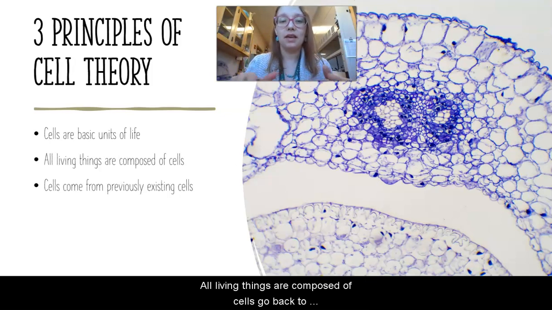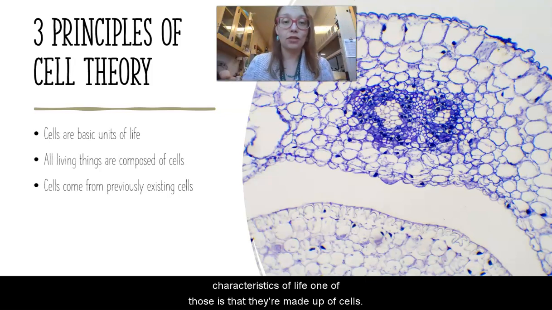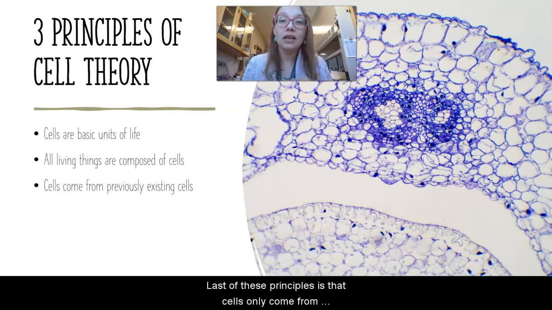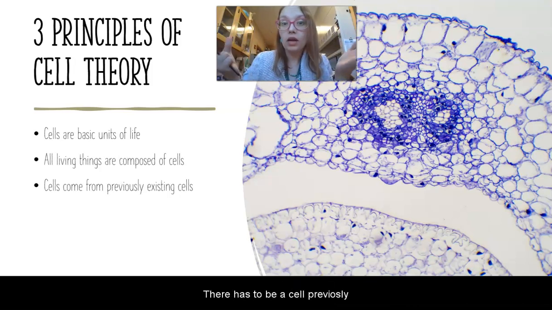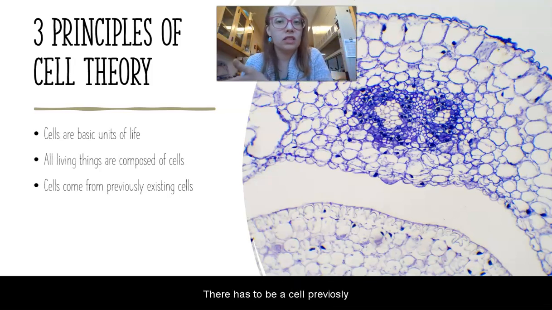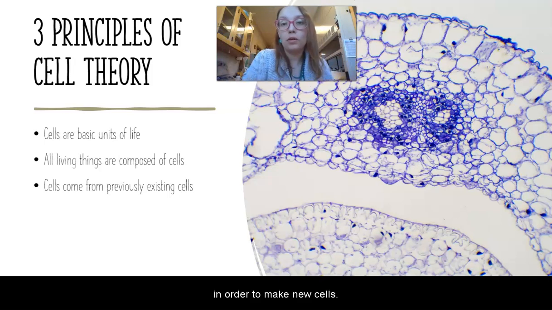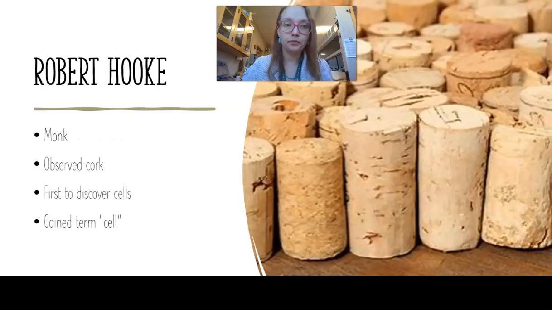All living things are composed of cells. Go back to characteristics of life, right? One of those characteristics is that they're made up of cells. And the last of these principles is that cells only come from previously existing cells. They don't just poof, show up. There has to be a cell previously in order to make new cells.